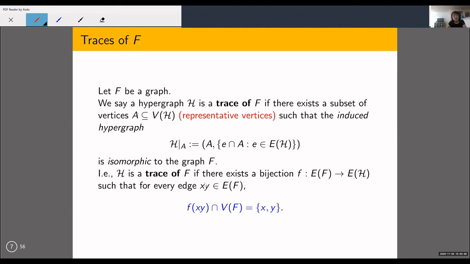Here's another definition. H contains a trace of F if we have some bijection from the edges of the graph to the edges of the hypergraph, such that for every edge xy in the graph, I look at the hyperedge it gets mapped to, and if I take the intersection with the vertex set of F, I get exactly those 2 vertices and no other ones. In the matrix problem, this was called the forbidden configurations. For hypergraphs, this is called trace, and it's also sometimes called induced Berge, but we'll use trace.